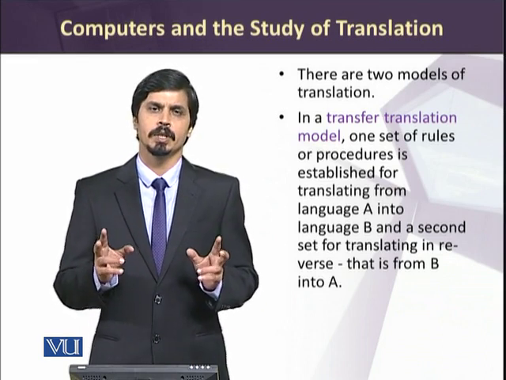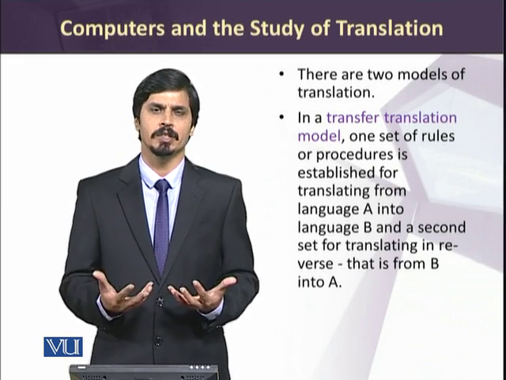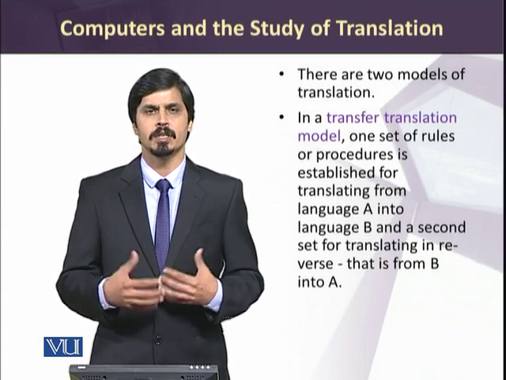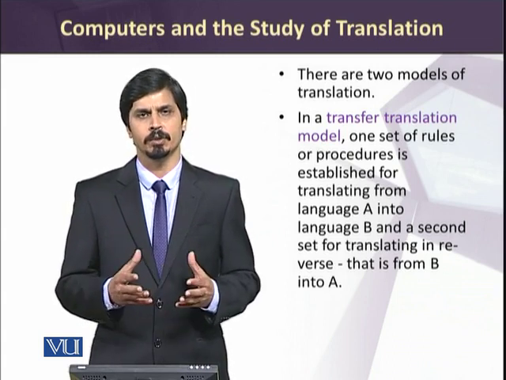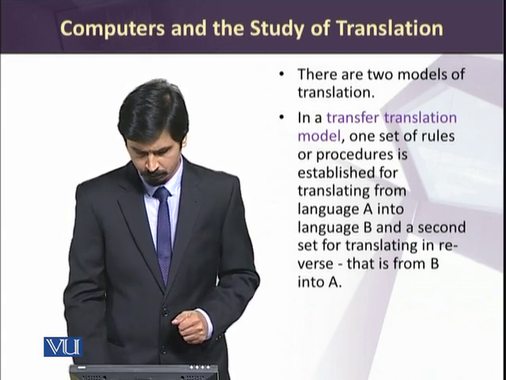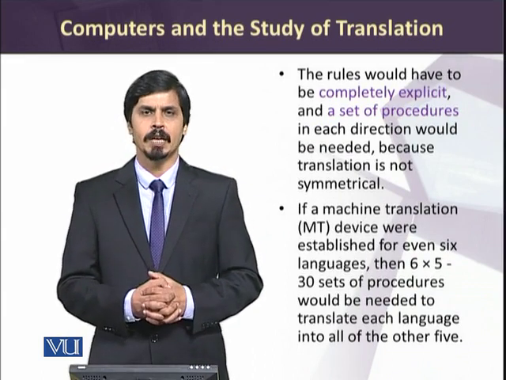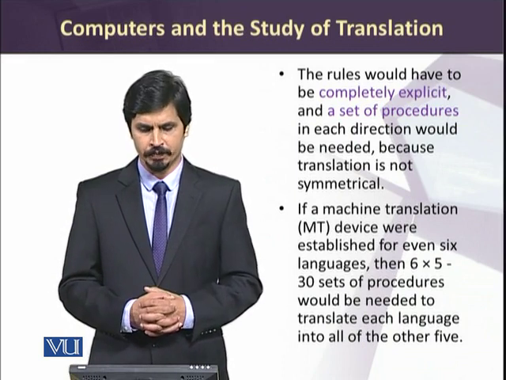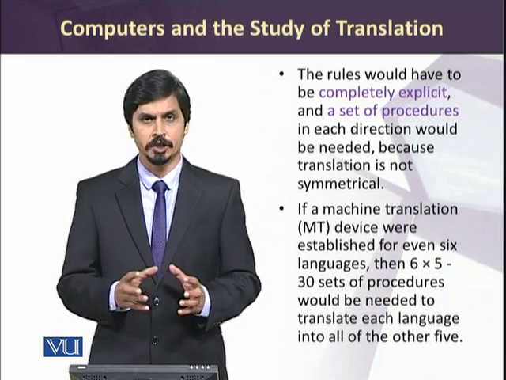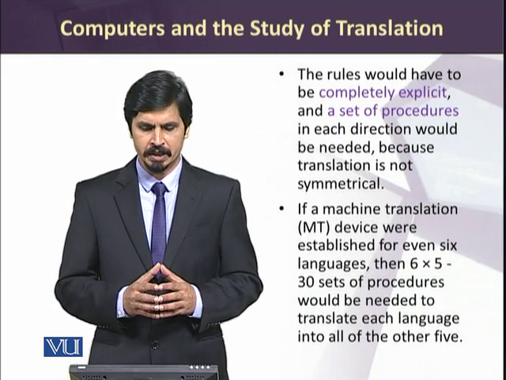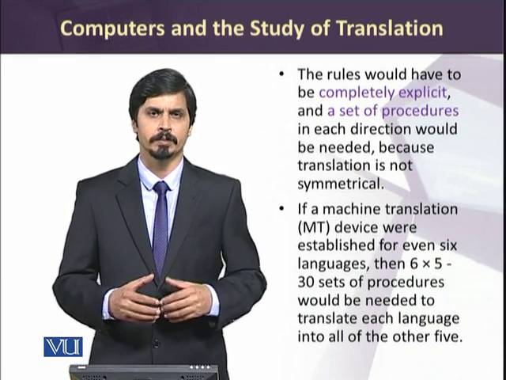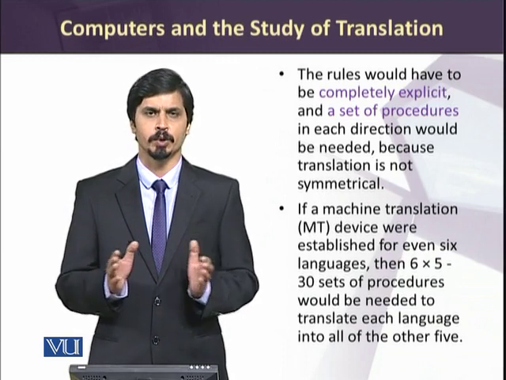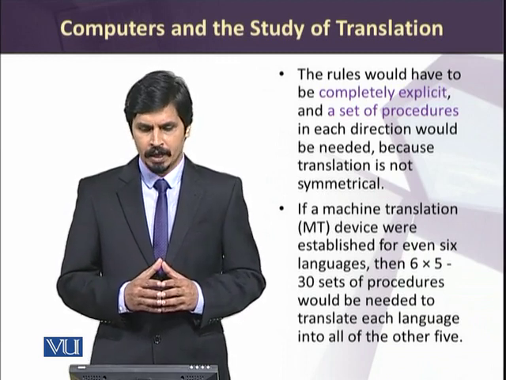So therefore, in order to conduct a translation between two languages, we will probably have a number of procedures and rules. The rules would have to be completely explicit, and a set of procedures in each direction would be needed, because translation is not symmetrical. So we will have different procedures for both-way translations.